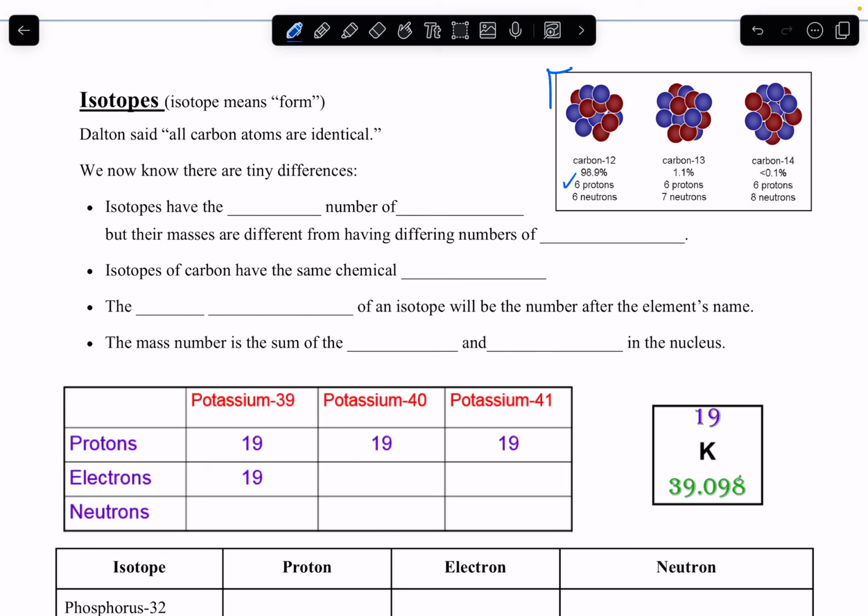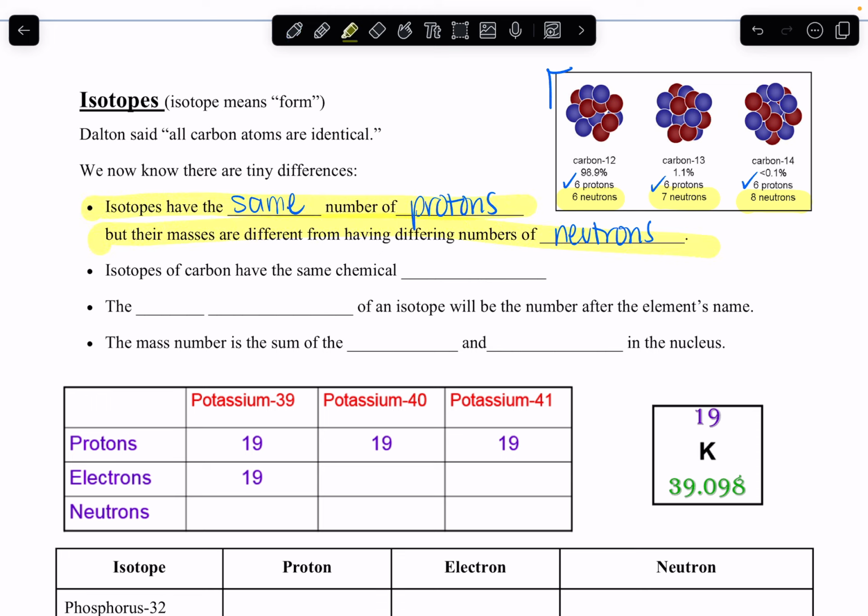The number of protons stays the same because remember, your protons are like your identity. It's like your social security number. But the number of neutrons changed each time. And because I changed the neutrons, I changed my mass, because your protons and your neutrons make your mass. So isotopes have the same number of protons, but their masses are different from having different numbers of neutrons. I'll tell you right now, that question is on your test.